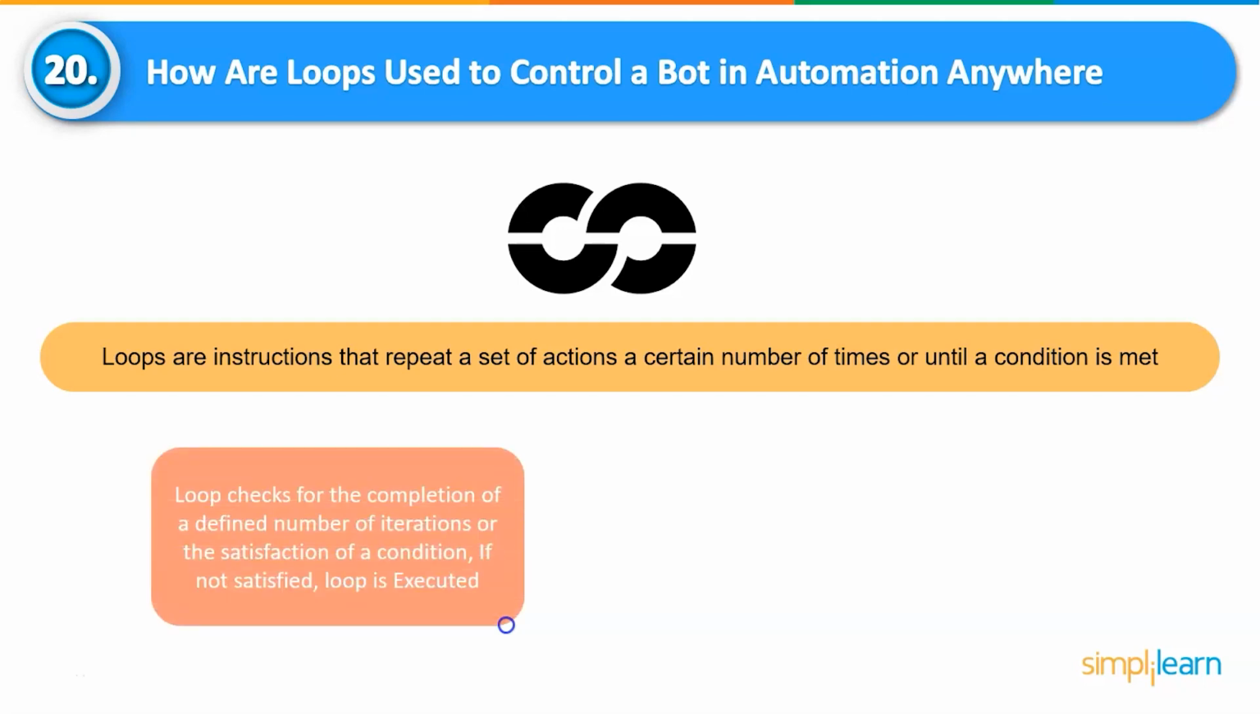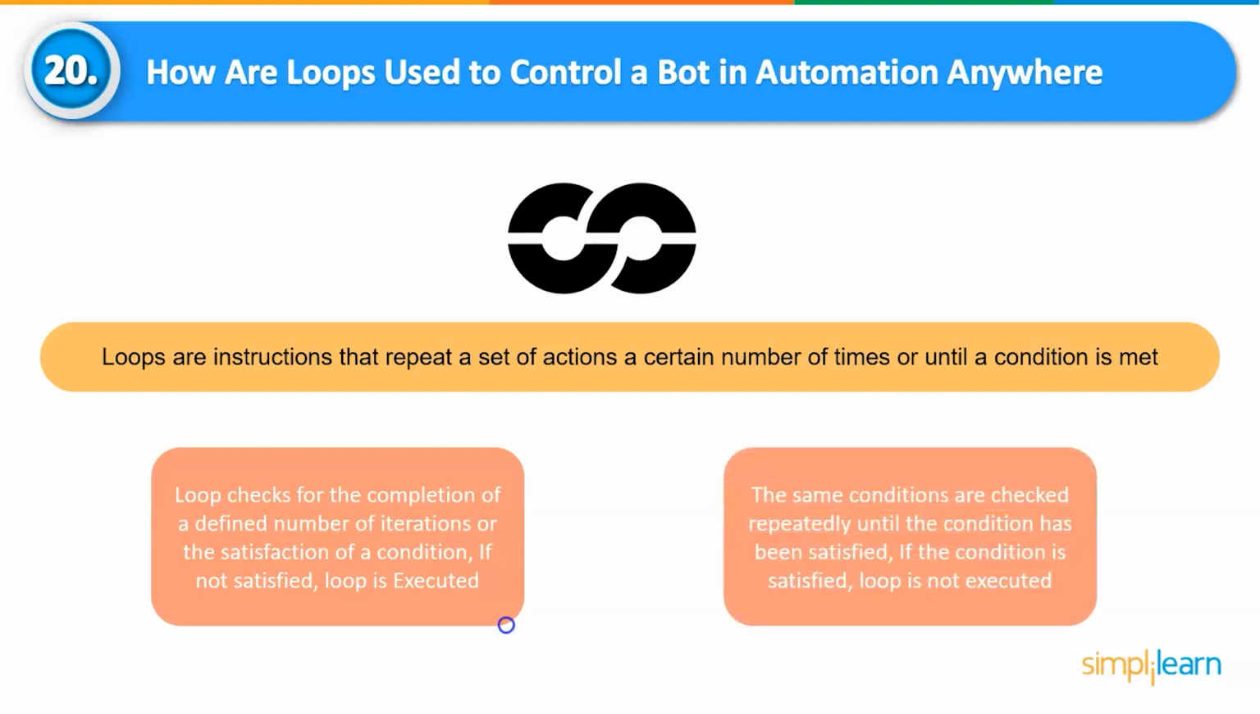When a loop checks for the completion of a defined number of iterations or satisfaction of a condition, if not satisfied, the loop is executed. The same conditions are checked repeatedly until the condition has been satisfied. If the condition is satisfied, then the loop is not being executed.